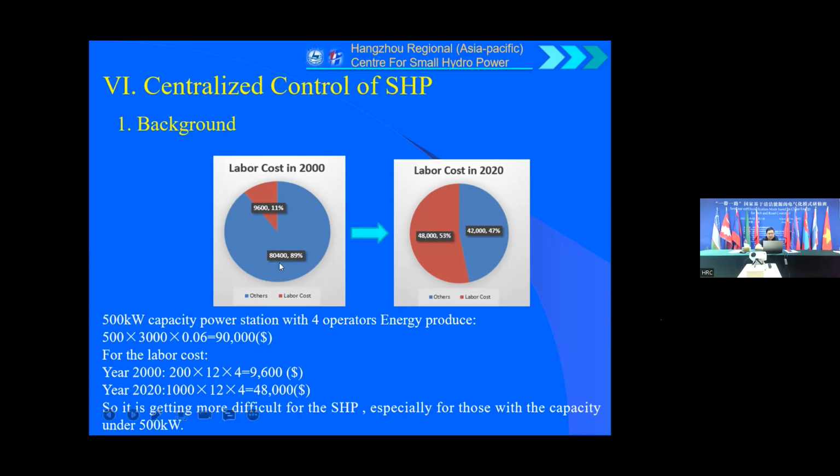taking about 7% of their production. But in the year 2020, it reaches $48,000. It will take about 55% of the production. So it is getting more difficult for SHP, especially for those with capacity under 500 kilowatts. They cannot make money if the capacity of the power station is smaller than 500 kilowatts.